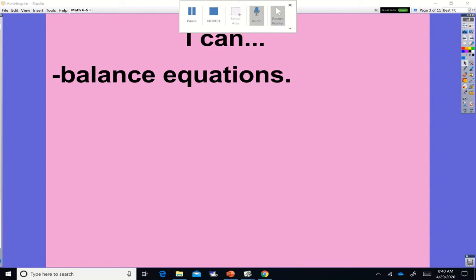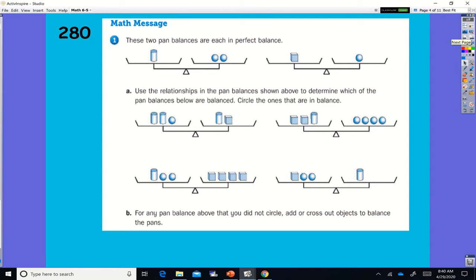Our I can statement for today is I can balance equations. So we've been working a lot with this the last few days. We're just going to see it in a different way today. This should look pretty similar to what we did yesterday, so I'm not going to spend a ton of time on this.